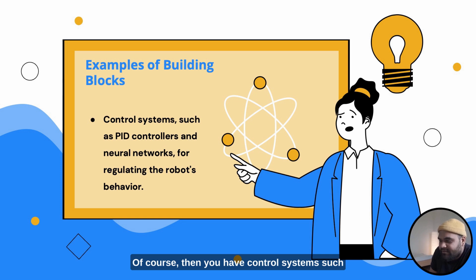Then you have control systems such as PID controllers and neural networks for regulating or checking the behavior of the robot. This needs a different kind of approach altogether, where the robot can take on different use cases, build upon different networks, and build a lot of strength on its own as well. But PID controllers are one of the most popular ones because they have extreme reliability, and they have the possibility of extending these use cases and this behavior to a lot of different areas as well.